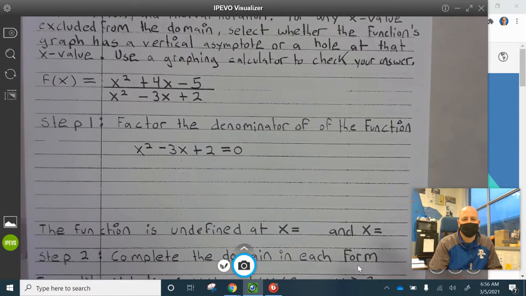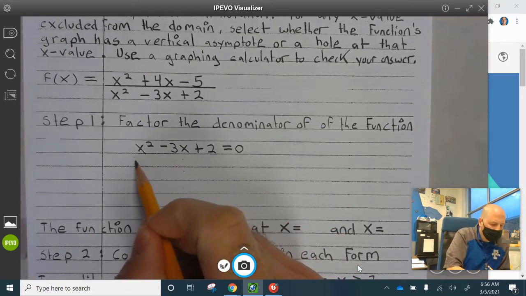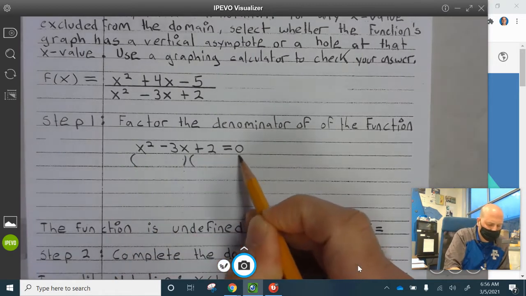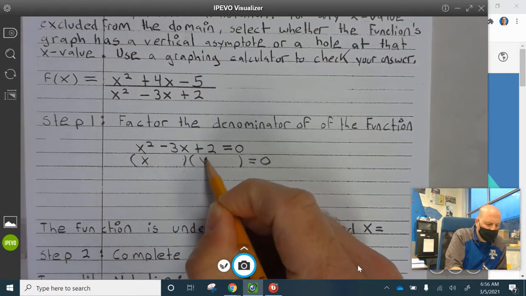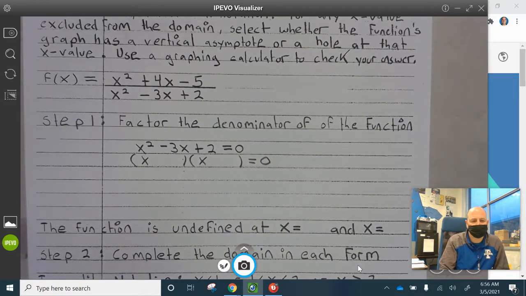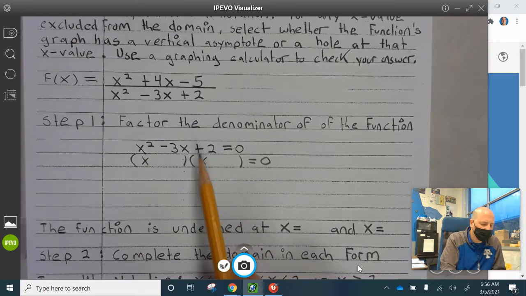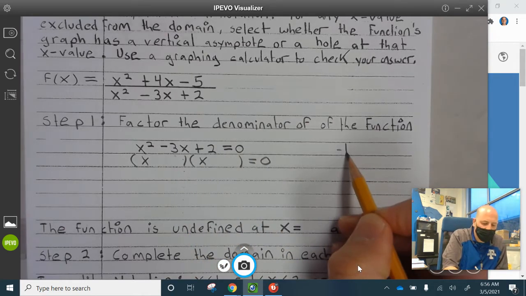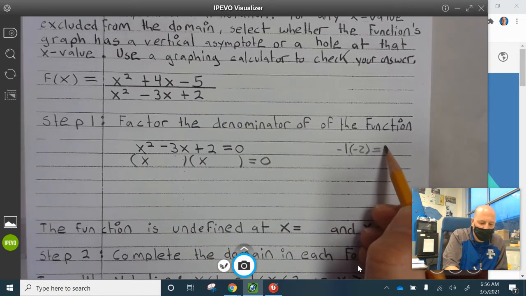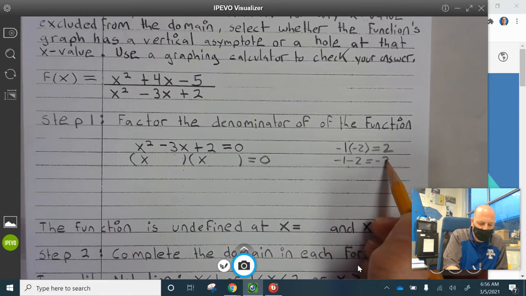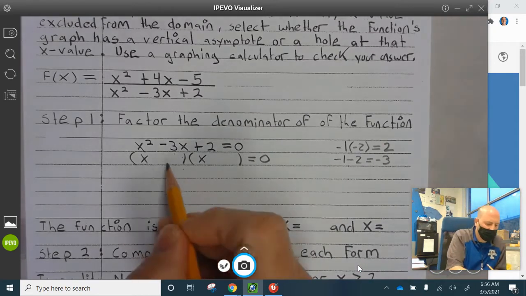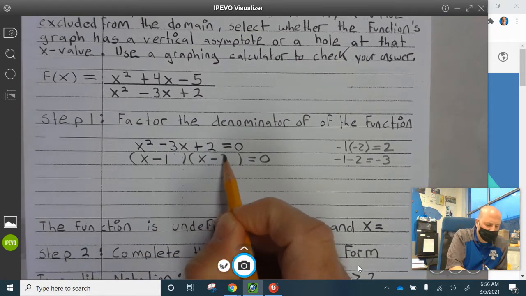Step 1. We're going to factor the denominator of the function, set it equal to 0 and solve. So we know 2 parentheses equal to 0. Now we know x and x makes x squared. Okay. Now we ask ourselves, what do you multiply to give you a positive 2 and combine to be negative 3? Well, negative 1 times negative 2 is positive 2. Negative 1 minus 2 equals negative 3. So our factors are x minus 1, x minus 2.